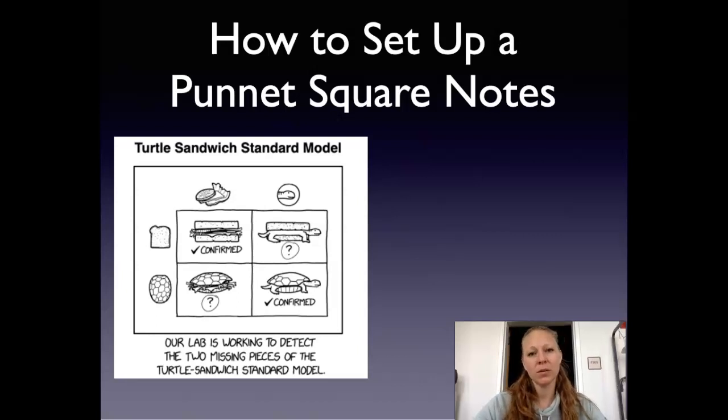Last time we took notes, we were talking about some vocab that had to do with Mendel's genetics. And now we're going to talk about how to set up a Punnett Square. And most importantly, what is it that a Punnett Square can tell us?